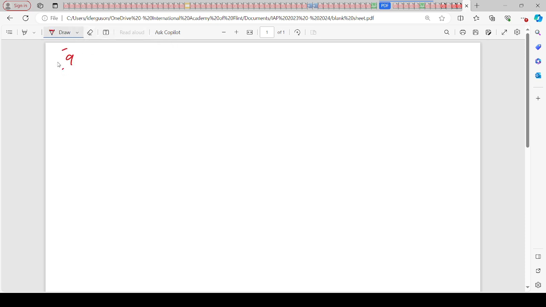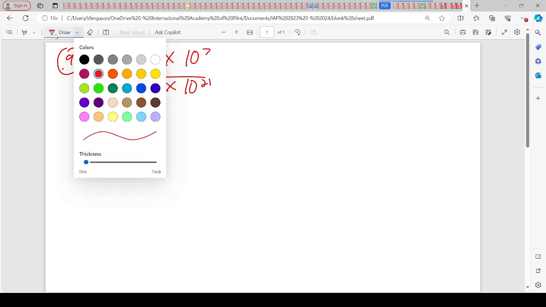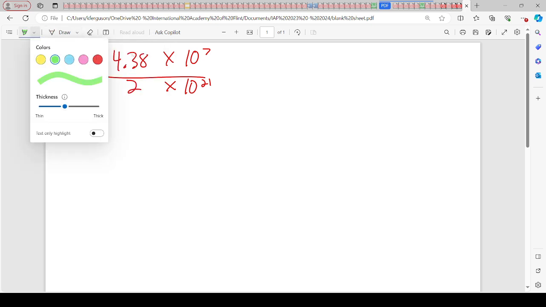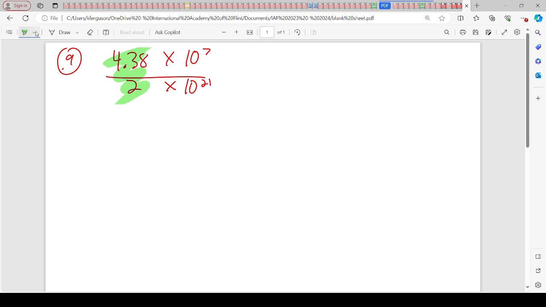So number 9, I've got 4.38 times 10 to the seventh power divided by 2 times 10 to the 21st power. Now, just like I was telling you earlier, when you have scientific notation that you're multiplying or dividing, you don't have to move your decimal places. You can think of these things as two separate pieces of the same pie. So I got this and I got this. The first thing I'm going to do is my division for the first part.